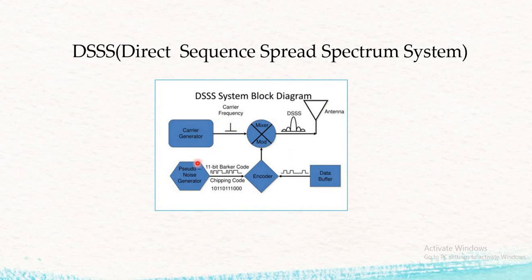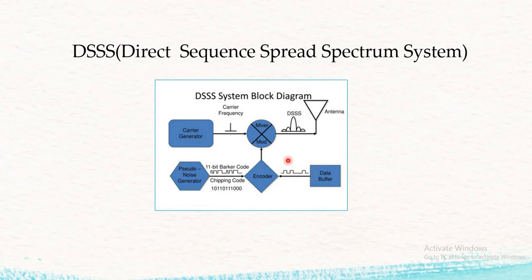Now this is a block diagram of a DSSS system. Here, this is the carrier generator. The carrier is very important. The carrier is given to the modulator. Now to the modulator or the mixer, the carrier signal is applied along with the PN sequence. The PN sequence is a random sequence generator. Here it is applied to the encoder along with the data buffer. So the input data which we have is multiplied with a pseudo random signal or PN sequence, and this forms a second data.